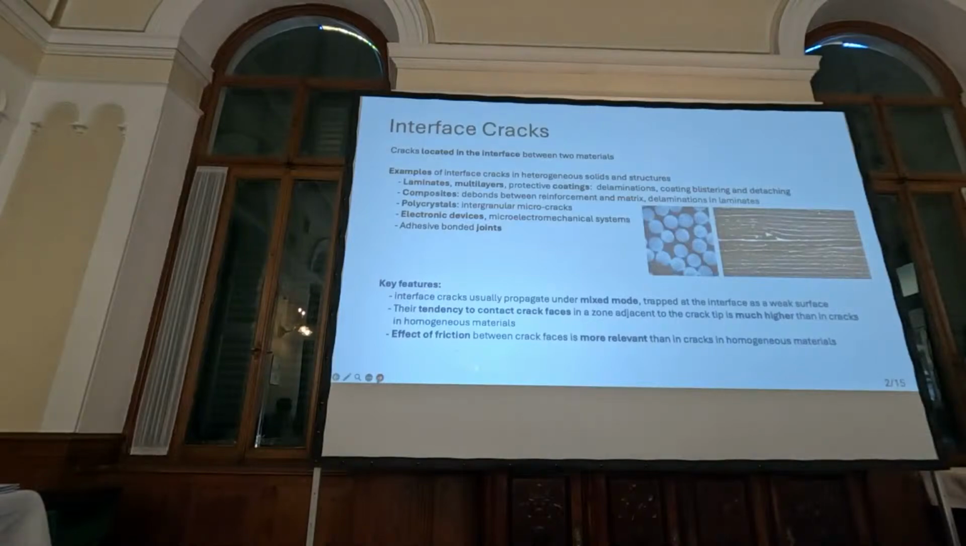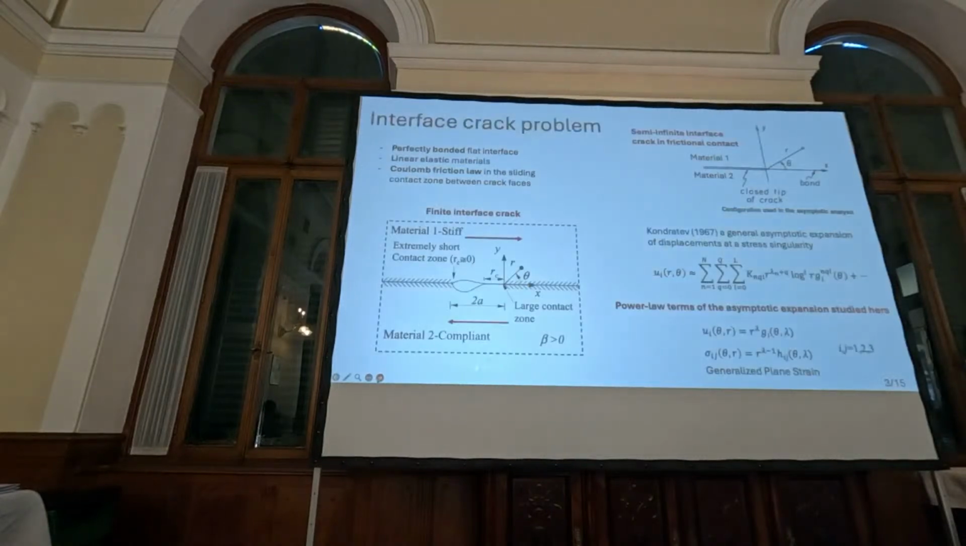The key feature of interface cracks between different materials is that they usually propagate under mixed fracture mode because they are trapped at the interface like a weak surface. So the tendency to contact between crack faces in a zone adjacent to the crack tip is much higher than in cracks in homogeneous materials. Thus, the effect of friction between crack faces is much more relevant in interface cracks than in cracks in homogeneous materials. This is the framework of this work.